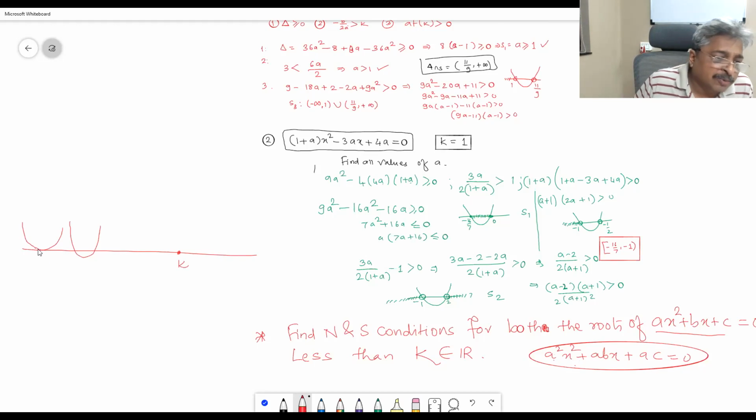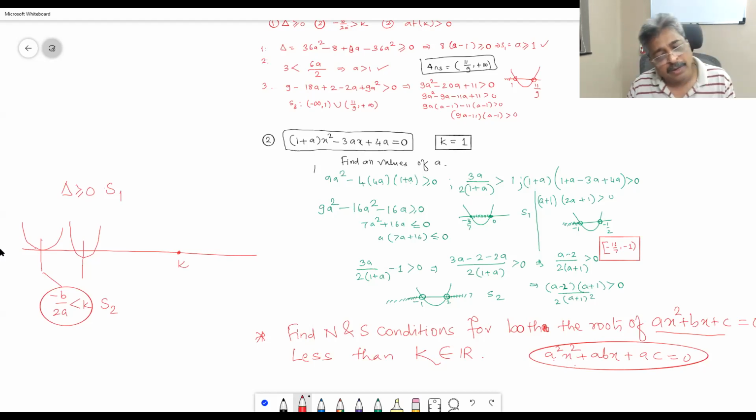So from these two graphs we can conclude that the x coordinate of the vertex, which is minus b by 2a, should be less than k. That is condition number 2. Condition number 1, of course, it should have two real roots, delta greater than or equal to 0. This is our S1.